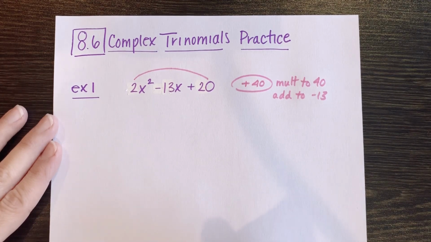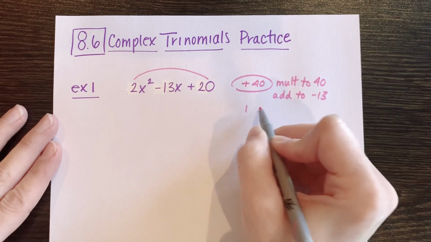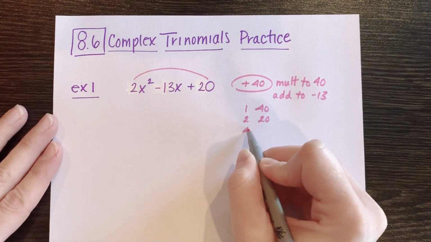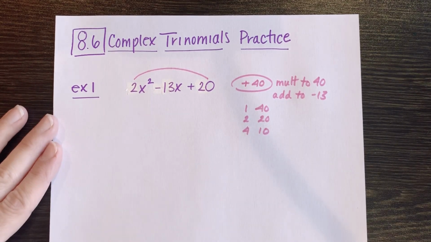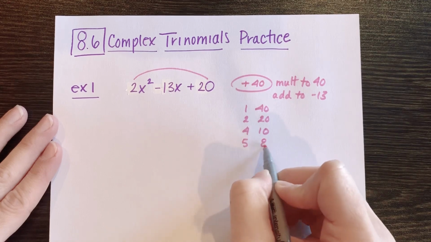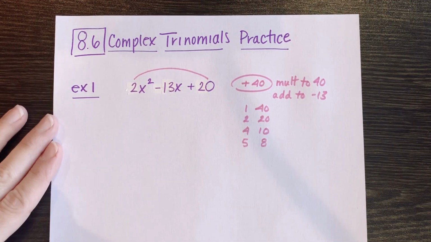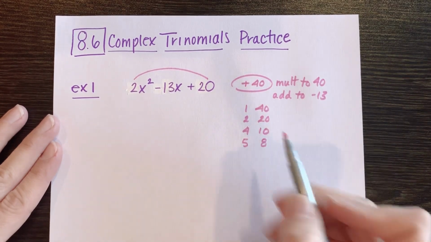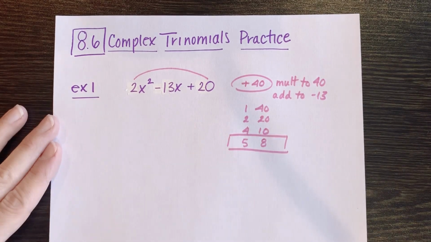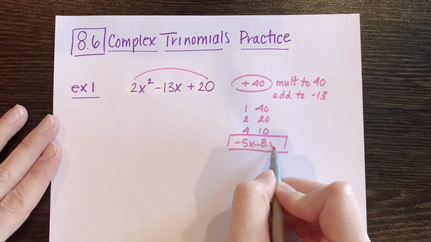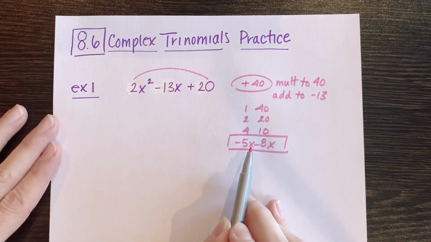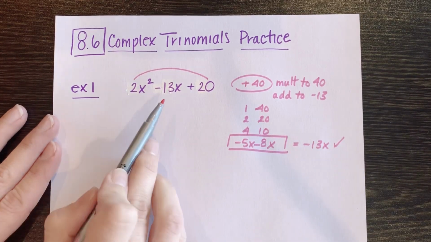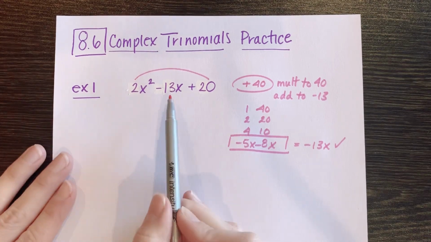Always willing to list out all of my factors. So I have 1 and 40, 2 and 20. Does 3 go in? No. 4 and 10. Let's see, 5 and 8. 6 doesn't go in, 7 doesn't go in, and I'm back at 8. Alrighty, so I'm looking for a pair that'll add to negative 13. Here's my winners, 5 and 8. If they're both negative, let me check. Negative 5x minus 8x, yep, that gives me a negative 13x, which is exactly what I'm looking for inside.